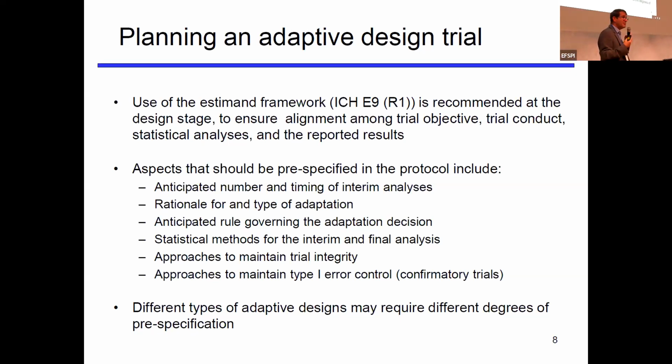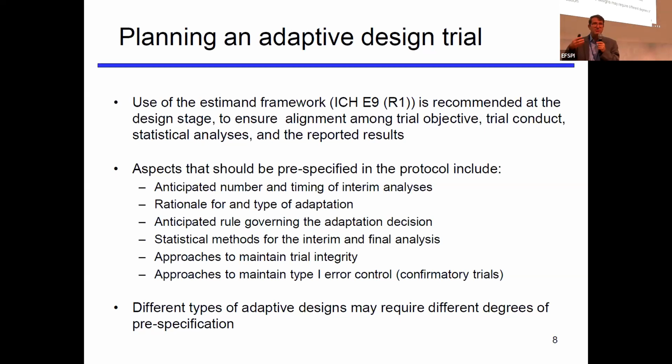Very important, the approaches to maintain trial integrity. That's around the confidentiality a lot during interim analysis. And then, of course, the approaches to maintain type 1 error at the end for confirmatory trials. And of course, different types of adaptive designs require different degrees of pre-specification.